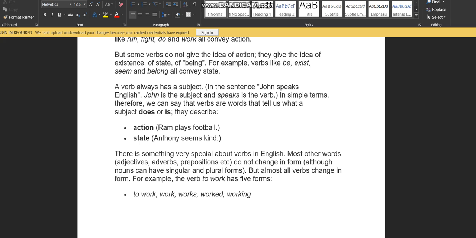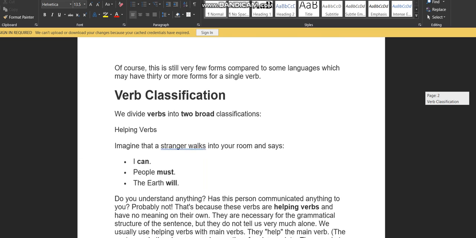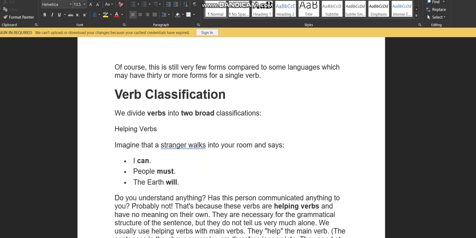And this goes with each and every verb. They have different forms which can be written in different formats. Of course, this is still very few forms compared to some languages which may have 30 or more forms for a single verb. Now, there are broadly two main classifications of verb. One is main verb, other is helping or auxiliary verb.